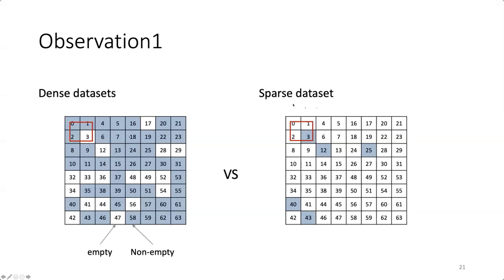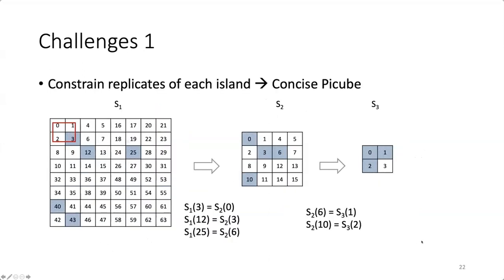However, when the dataset is sparse, it's different. We may aggregate only one non-empty cell to a supercell. In other words, we're duplicating this data to the next stratum. Then we might do this a lot. The size of such a Picube can be intractable. According to this observation, we name those cells that aggregate nothing but themselves islands. Then comes our first challenge: constrain replicates of each island.